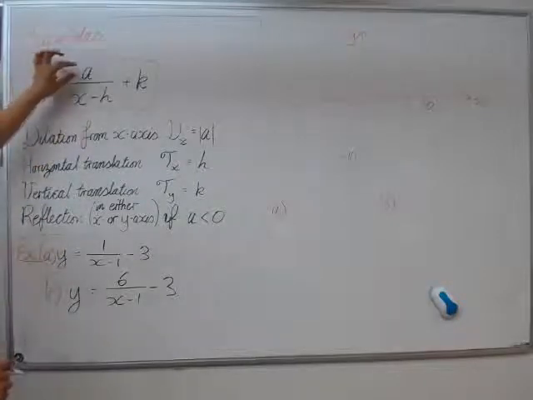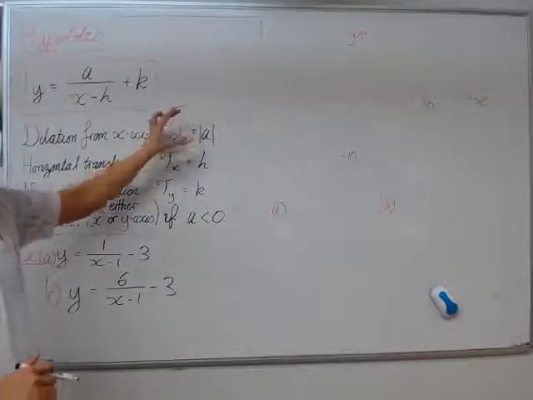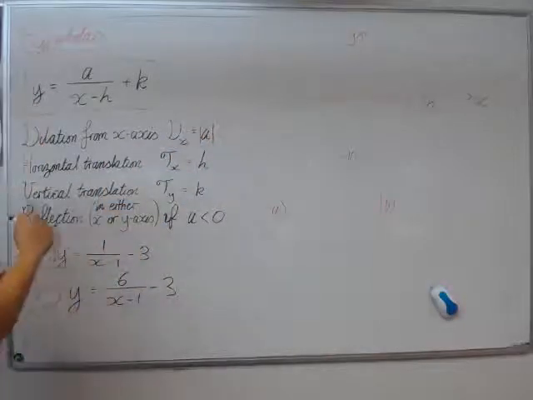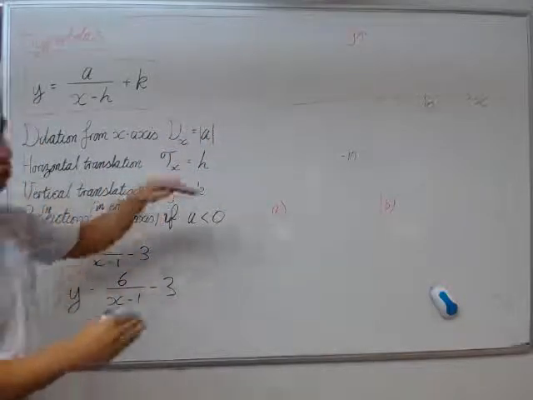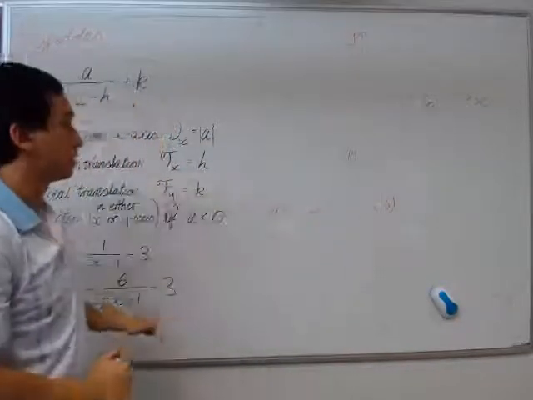We have a over here, right in the numerator, which should be by itself. The magnitude of this, or the size of it, so we're disregarding the sign by using the magnitude sign, is the dilation away from the x-axis. So we're going to be elongating it up or downward, away from the x-axis.